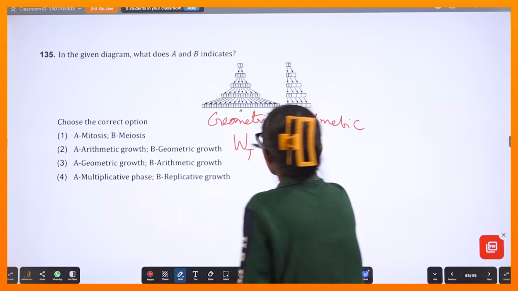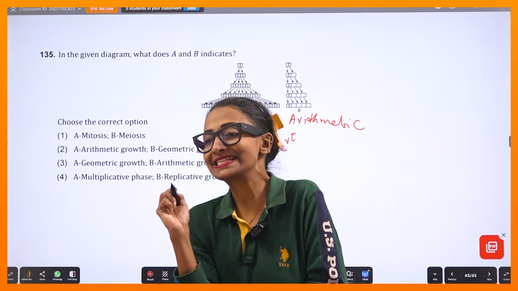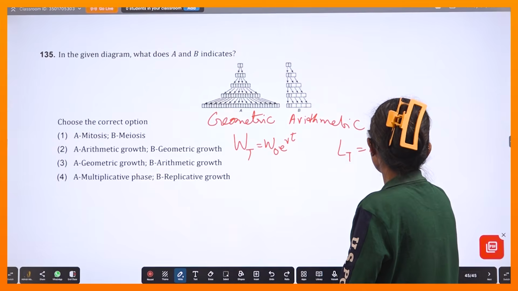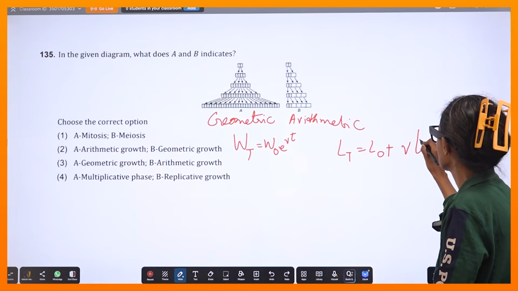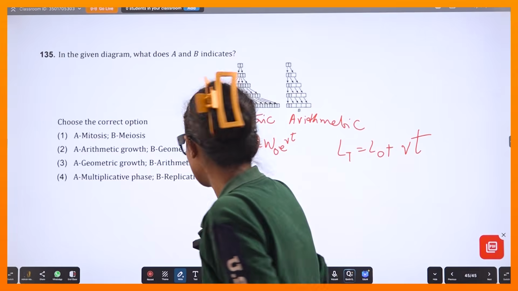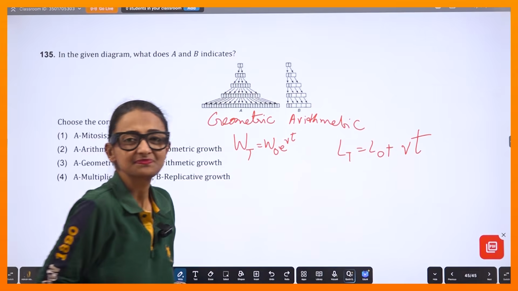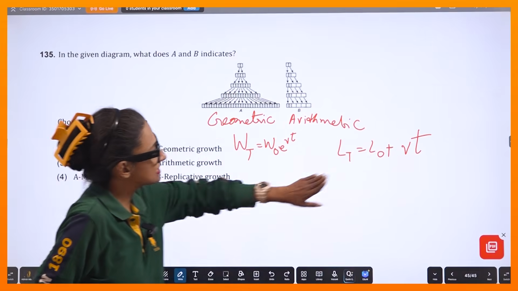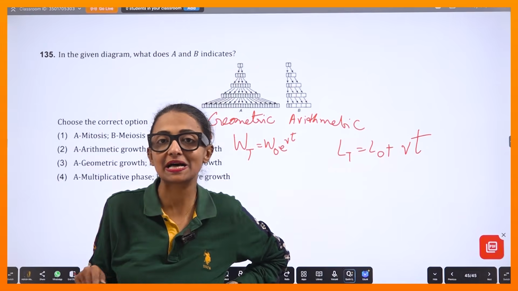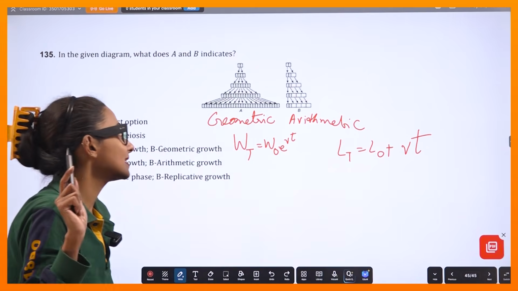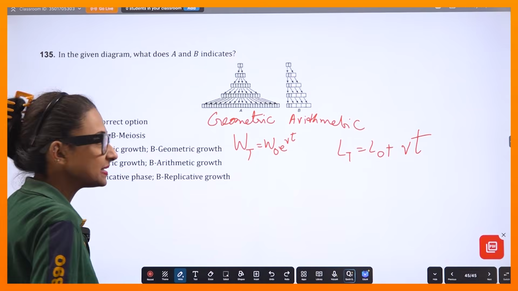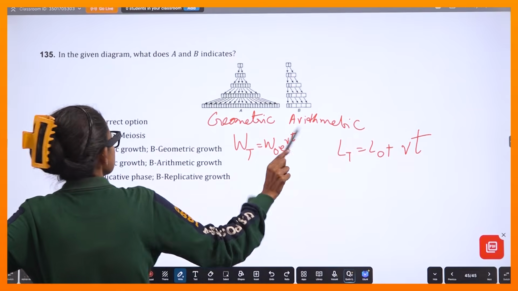And this one, I repeat, Lt is equal to L naught plus rt. Am I right? There is no e here, because that's the rate, no? So Lt is equal to L naught plus rt, right? So it's rt. No e is there. Be careful. Okay? So this is done.